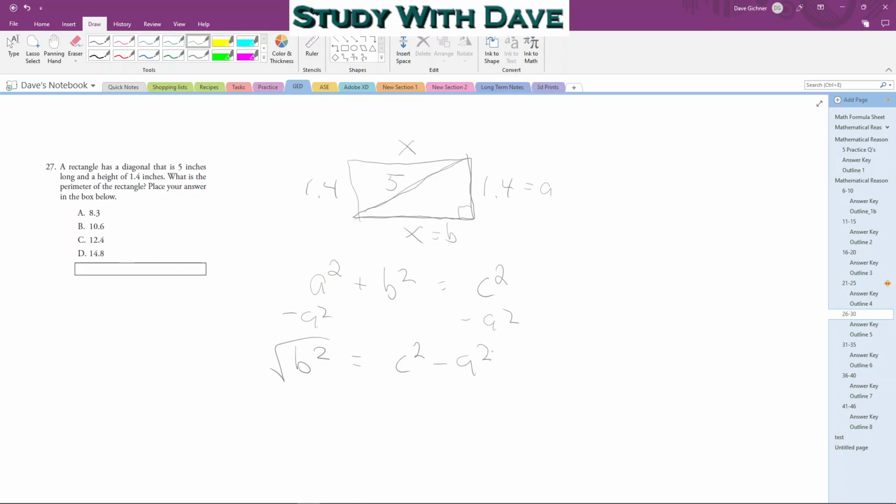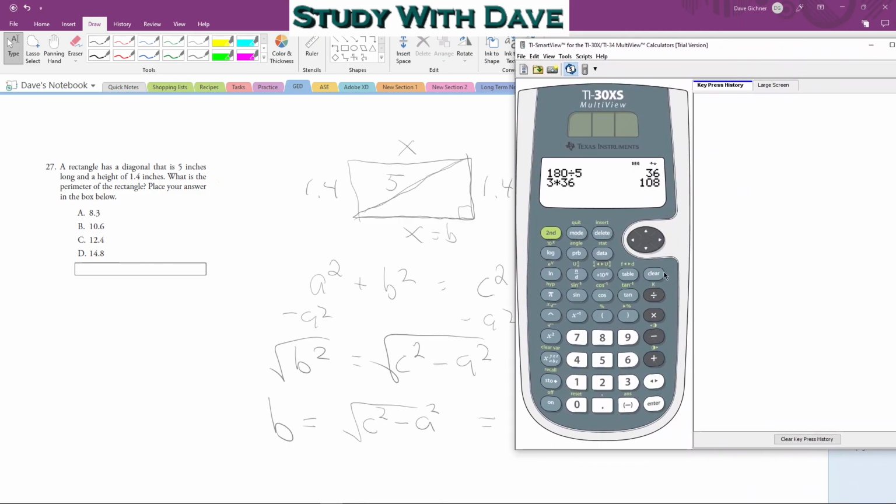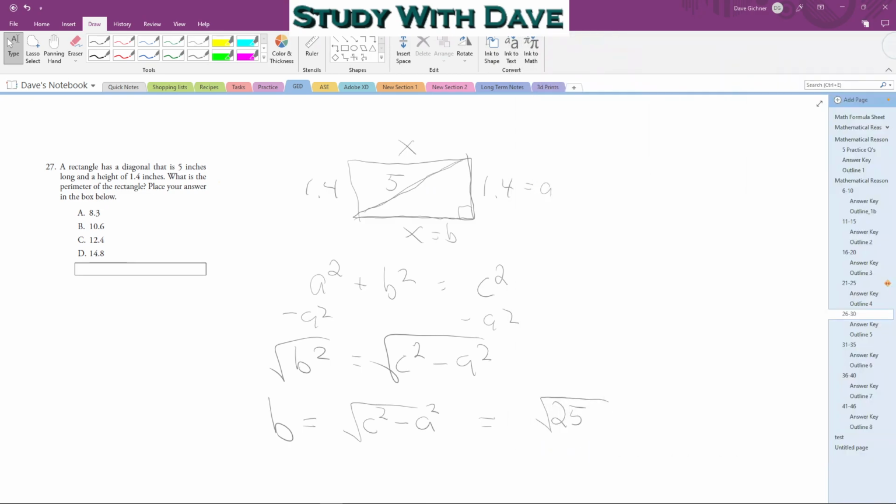And then if we square root both sides, b is equal to the square root of c squared minus a squared, which is equal to, well, c is 5. 5 squared is 25. 1.4 squared, I'm going to need a calculator for that one. So we'll just bring this over here and say 1.4 squared is equal to 1.96.